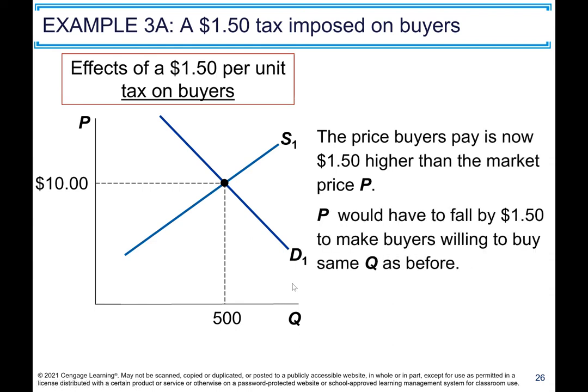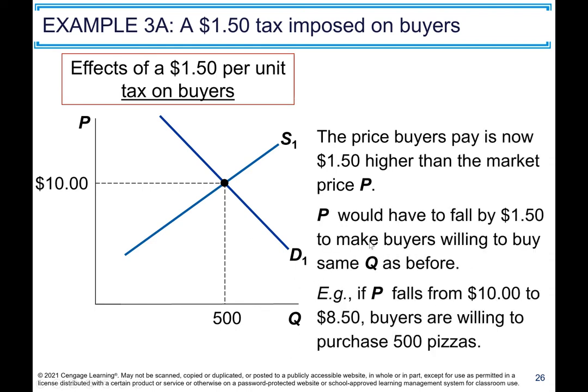What if the government now imposes a tax on buyers? The effect of a $1.50 per unit tax on buyers: the price buyers pay is now $1.50 higher than the market price. P, or price, would have to fall by $1.50 to make buyers willing to buy the same output as before. For example, if P falls from $10 to $8.50, buyers are willing to purchase 500 pizzas.